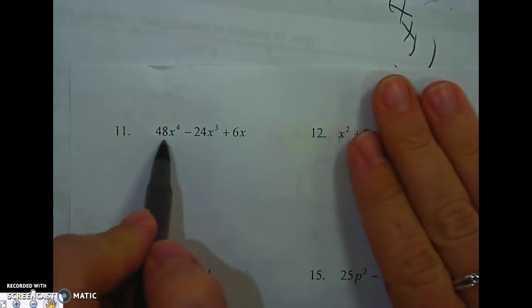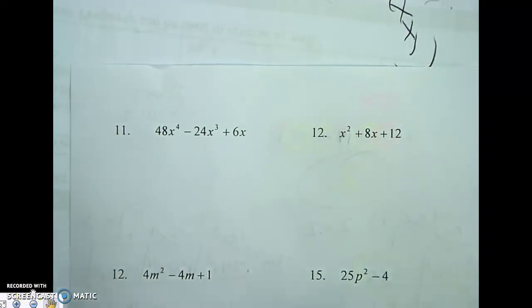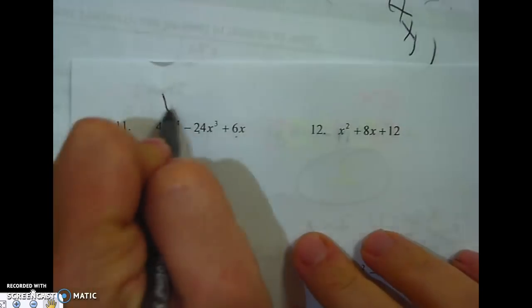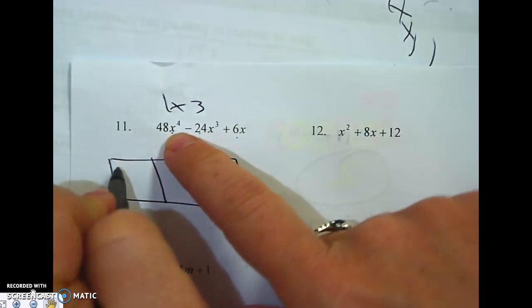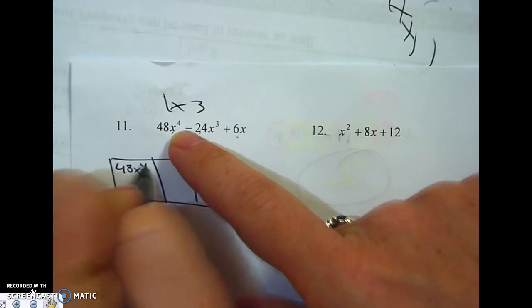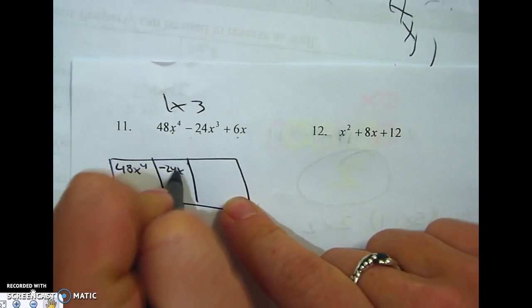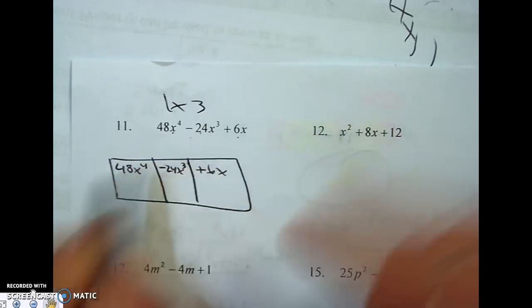So when I look at number 11, I want to see if they have something the same. They do. They all have an x, so it's a 1 by 3. So I have 48x to the fourth. I should have made this bigger. Minus 24x cubed plus 6x.